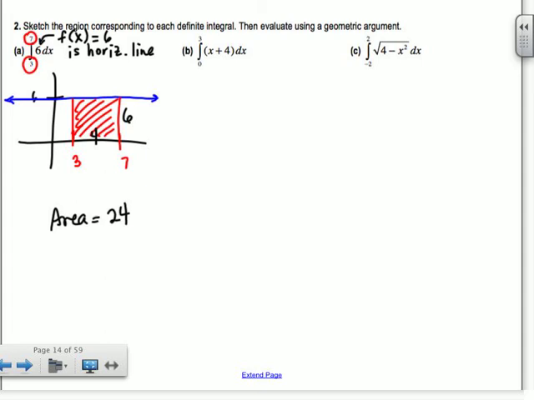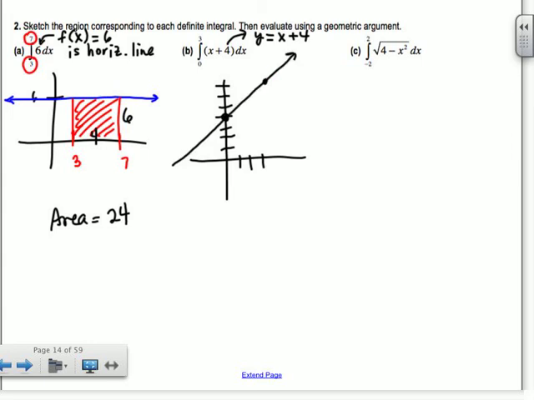So in this case, using the drawing was a lot easier than doing that shortcut method that I taught you. Okay, next one. So I have x plus 4. X plus 4 is a line with y-intercept of 4, slope of 1. You're going to go up 1, right 1, up 1, right 1. We're finding the area below that line, so in between that line and the x-axis, from 0 to 3.